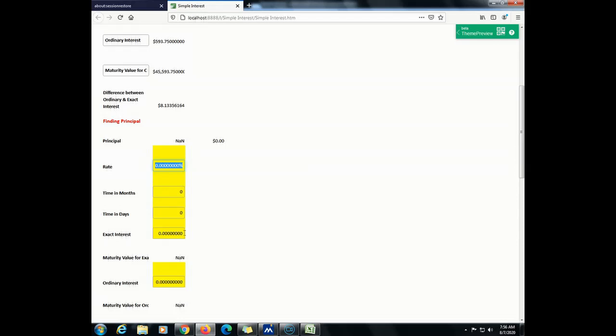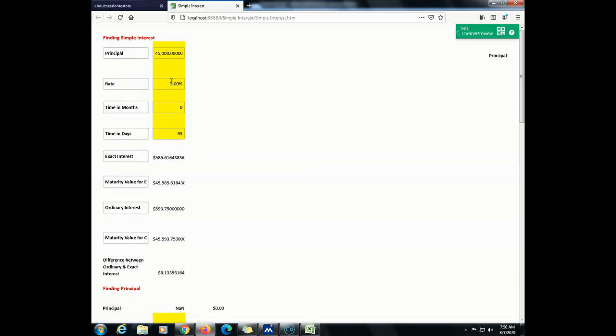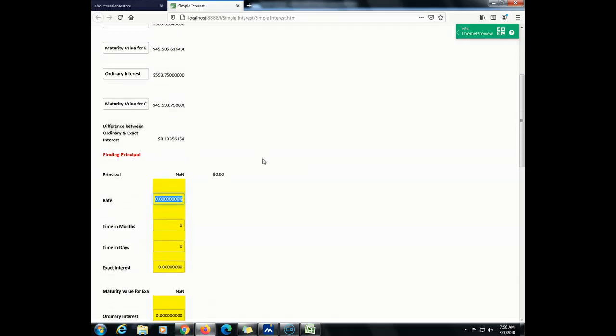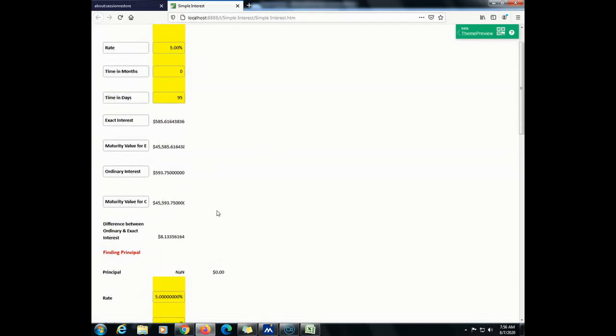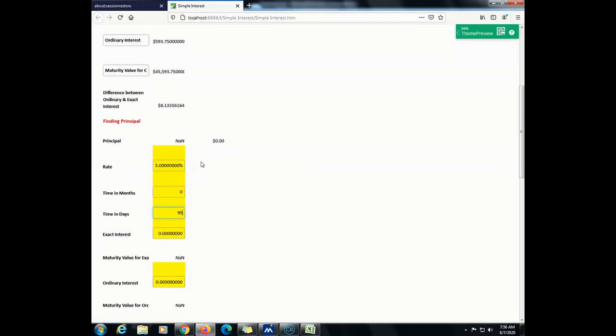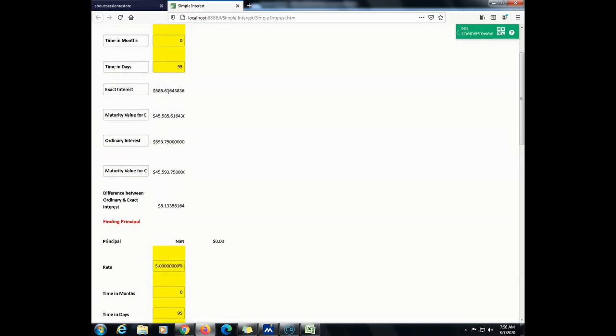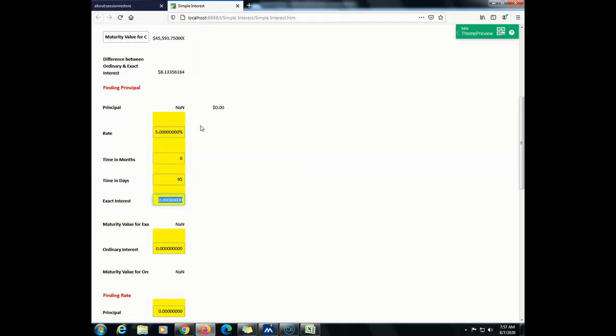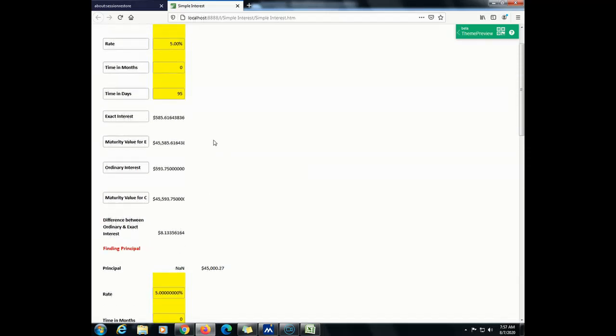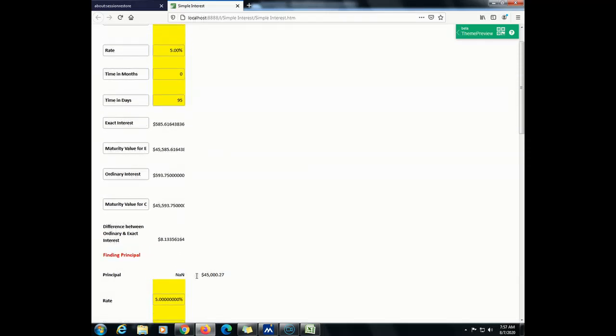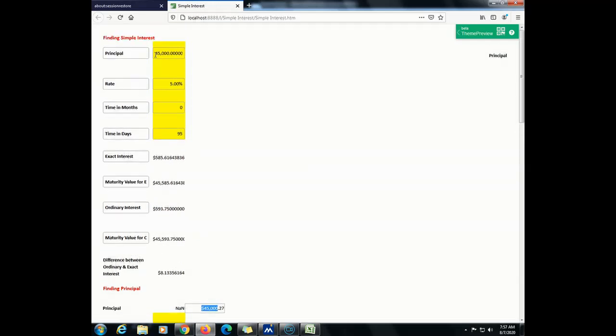Now if you know what your rate is, what your time is, and the exact interest, you can figure out your principal using this calculator. So let's say your rate is the same as the previous example, 5%. Let's say your time in days is 95 days, and your exact interest is $585.62. Notice this calculator figures out your principal, which is roughly $45,000.